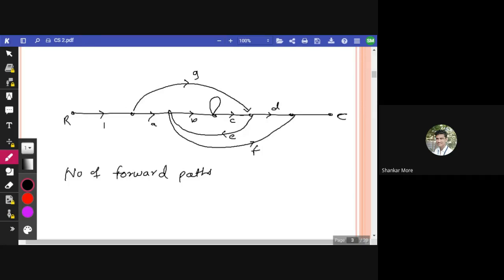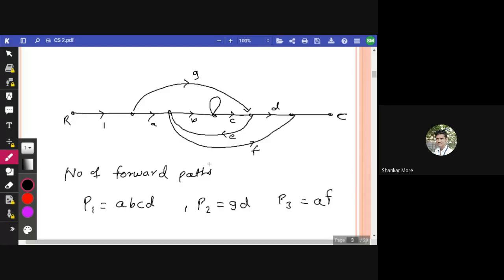Name it directly. Write it as P1. Let us suppose P1 is there. So what is it? A, B, C, D is the P1. Then what is P2? What it can be? GD is again a P2. All right. Now, third forward path is AF, isn't it? A and F.